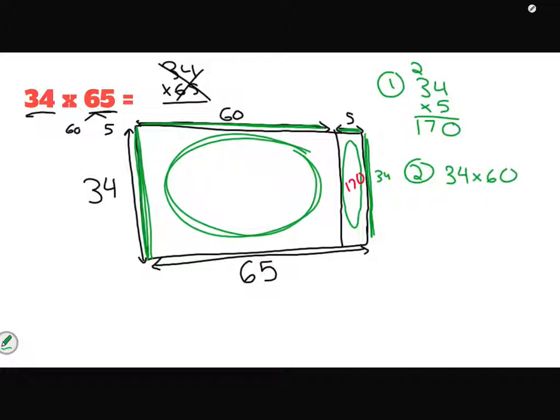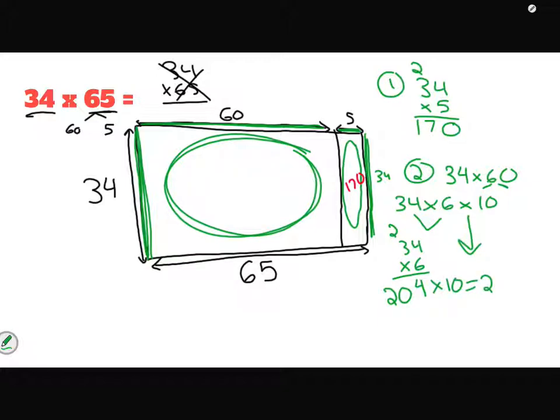As a reminder, I don't really know how to do that, so I need to break apart and do 34 times. I'm going to take that 6, and I'm going to multiply that by 10, because 60 is really 6 times 10. Now I can actually solve. I'm going to do 34 times 6 first. 6 times 4 is 24. 6 times 3 is 18, plus 2 is 20. But then I can't forget about this times 10, and I know that I have 204, and then a 0 for the tens place, and I have 2,040, which I know goes in here.